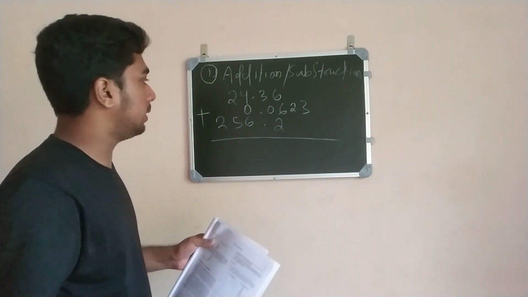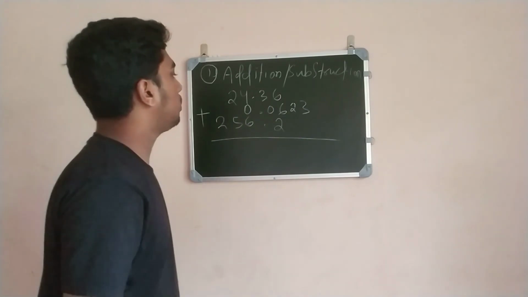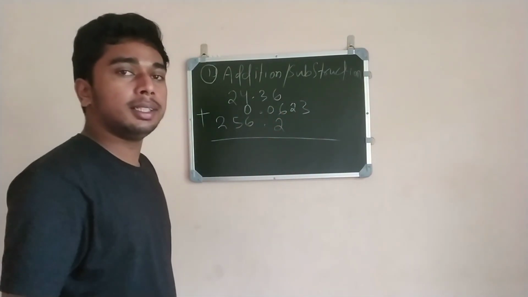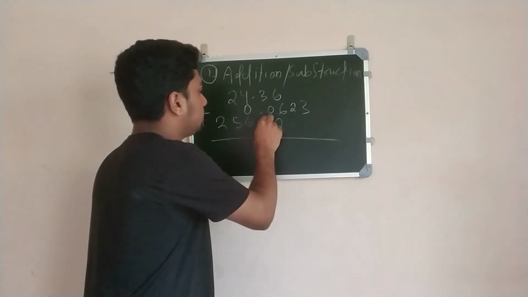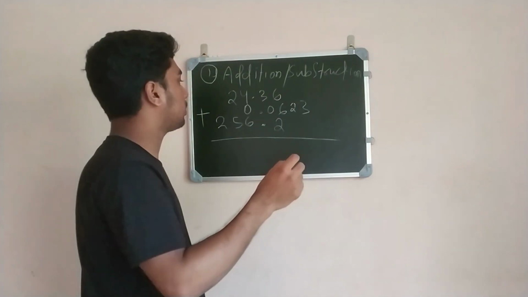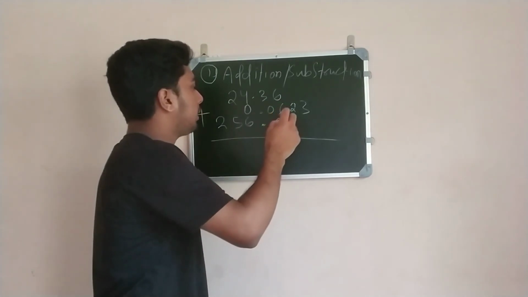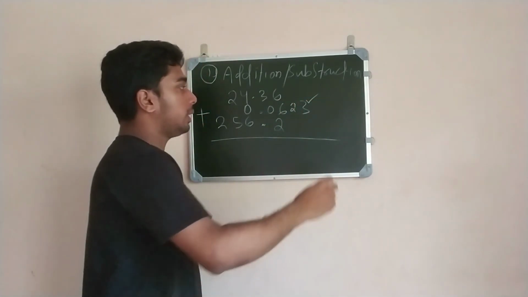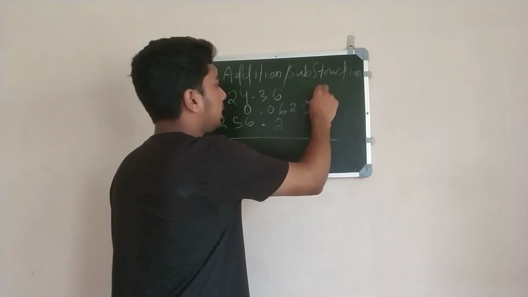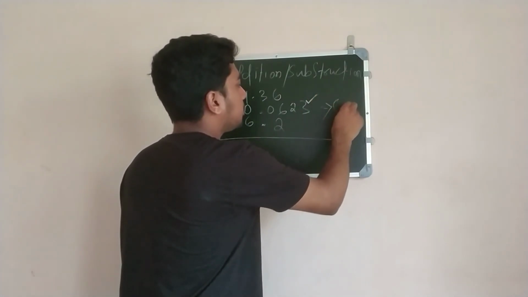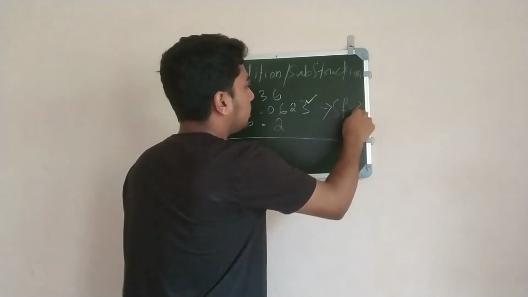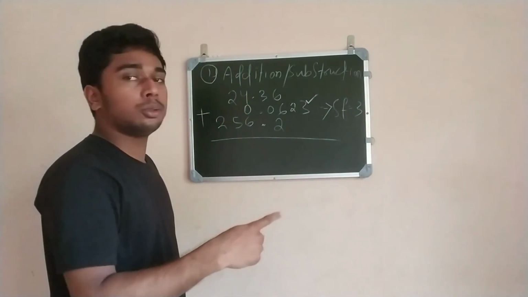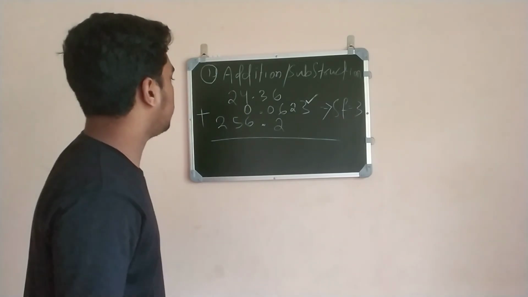How can I add? So in this case, you have to see the numbers which possess the minimum number of significant figures. So here, how many significant figures are here? 3. So here, the minimum significant figure is 3. Then our result will be up to 3 significant figures.